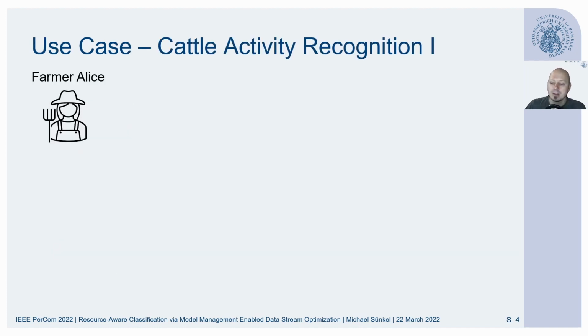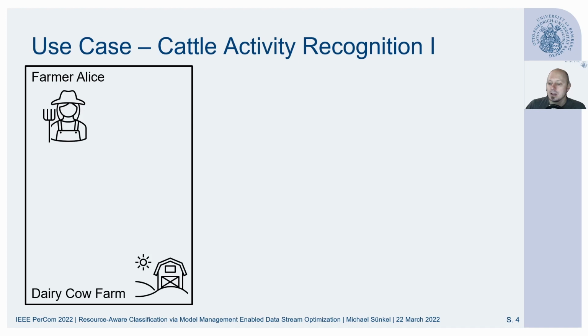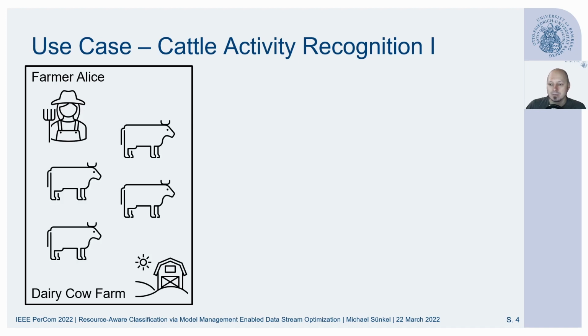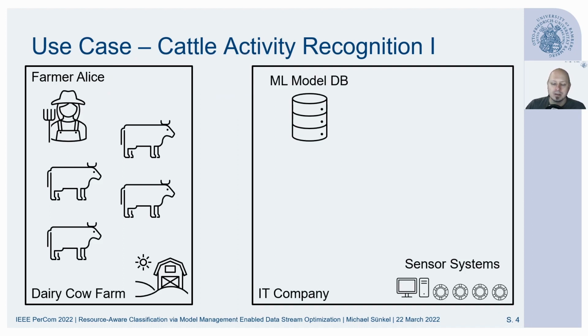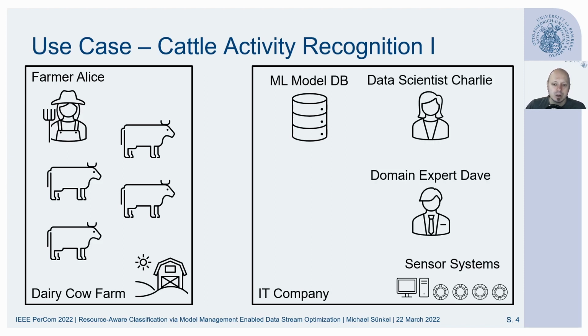Let's assume that there is farmer Alice, and she owns a dairy cow farm having some dairy cows. She has a lot of work to do, and she also needs to monitor the health condition of her animals manually. She's thinking about how she could get some assistance in health monitoring. She gets aware of an IT company which provides a system which is doing this task. Within this company, there is data scientist Charlie and domain expert Dave, and they collaborate with each other to train models to classify the behavior of cattle.